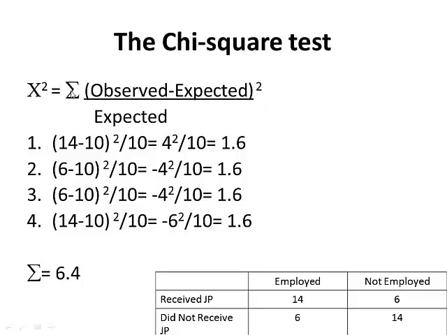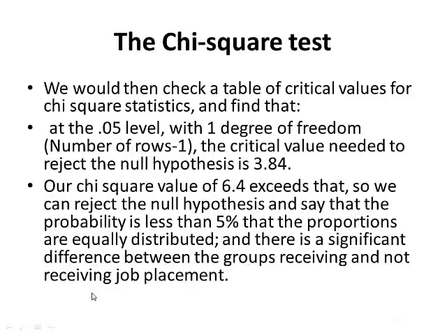Now we have to sum that. So we sum all these equations for each cell, 1.6 plus 1.6 plus 1.6 plus 1.6, and we come up with 6.4. So our chi-square is equal to 6.4. Now what do we do?